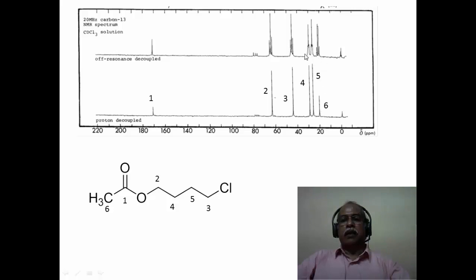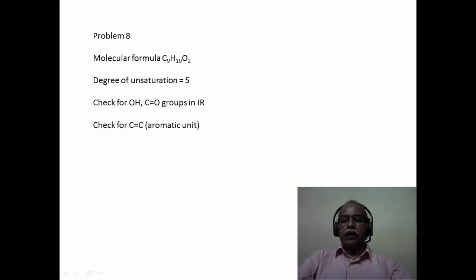These triplets are not very well resolved triplets. Nevertheless, they correspond to carbon number 4 and 5. This quartet is very clearly seen for the CH3 in the off resonance spectrum. So carbon labeled 6 is the carbon which corresponds to the CH3 of this particular functional group. Let us move on to the next problem.